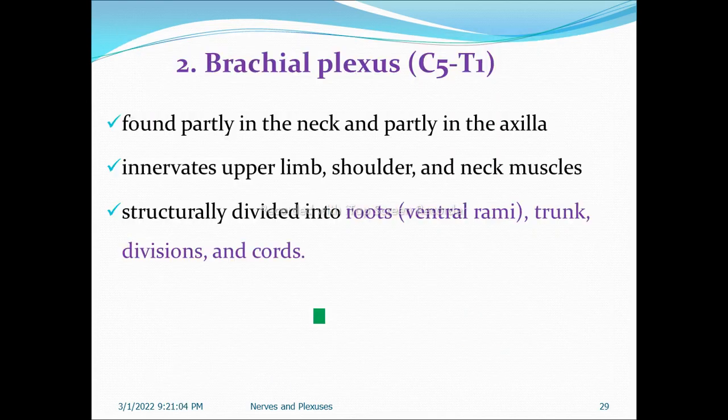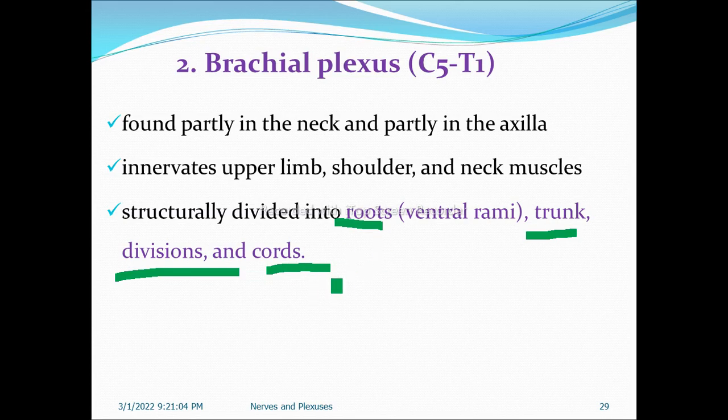The second type of plexus is the brachial plexus. This plexus arises from C5 to the thoracic wall. It is found partly in the neck and partly in the axilla, and innervates the upper limb, shoulder and neck muscles, so it participates in three regions. Structurally, it is divided into roots, trunks, divisions and cords.